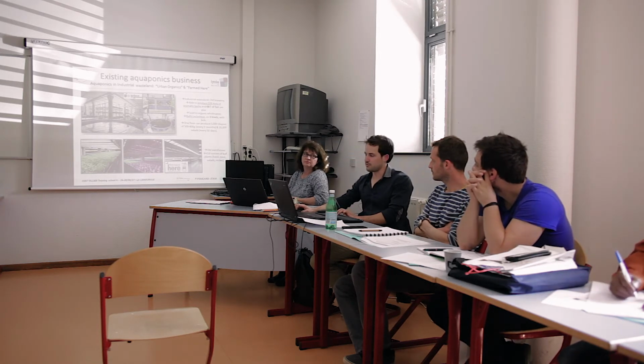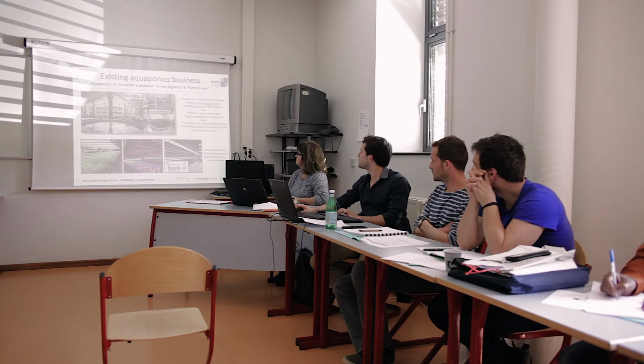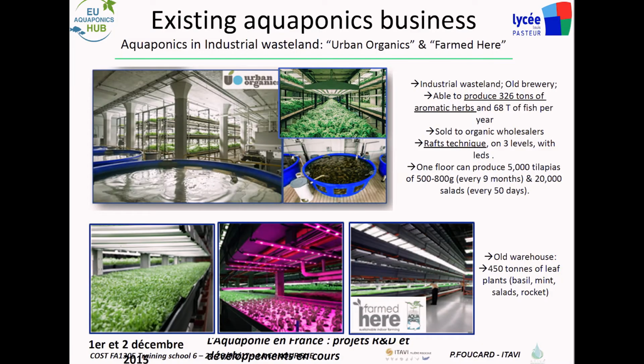But they started with aquaponics, and Urban Organics is making aquaponics. They make tilapia and produce 326 tons of aromatic herbs and 68 tons of fish per year. And they sell everything to the local organic wholesalers, so they don't target supermarkets and this kind of market. They use a raft technique on 3 levels with LEDs all day long.